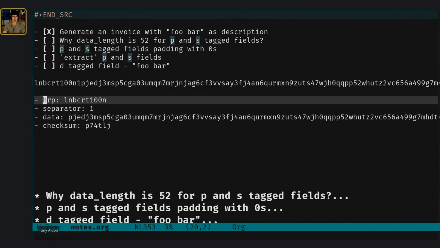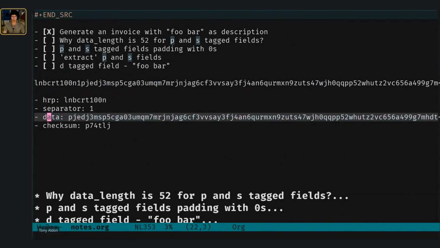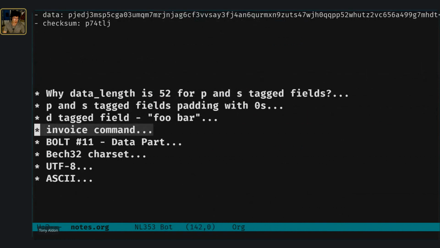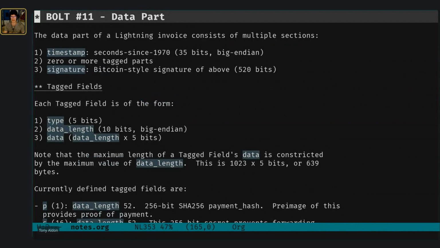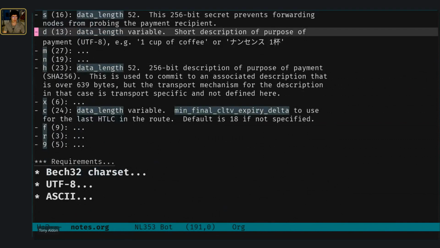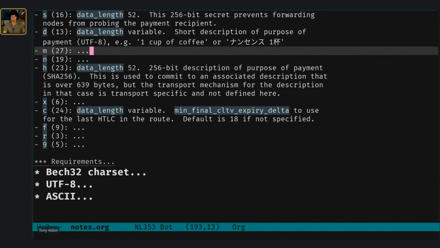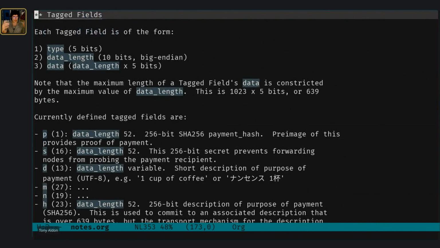Now we want to look at that part and see how we can understand those strings. I have here the Bolt 11 HRP and the data part. This is exactly what we have in the Bolt 11 spec. I just copied it in here so we don't have to jump everywhere, and in some places I replaced parts with dots because we are not going to look at those parts. So, let's go.